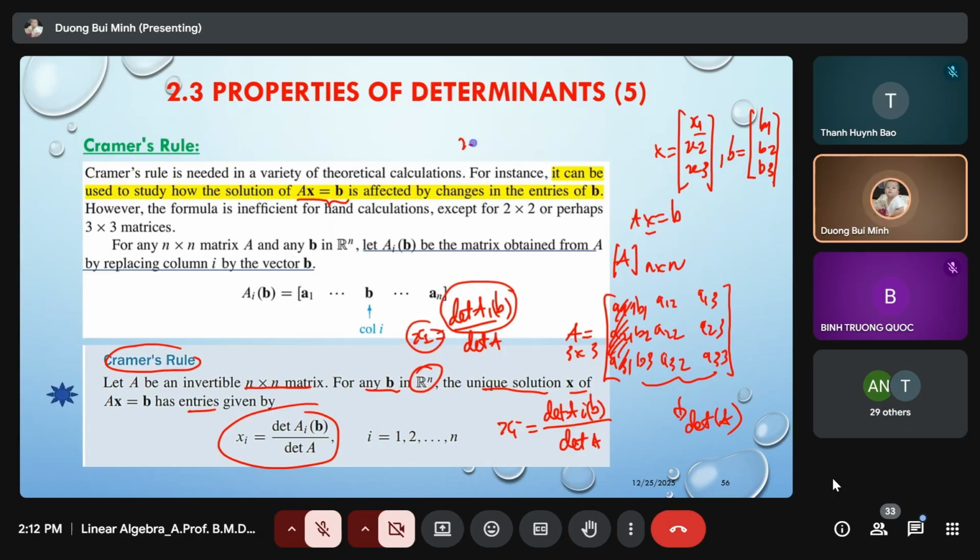If we want to calculate x2, x2 is the determinant of A2(b) over the determinant of A. We take the second column out and replace it by b1, b2, b3. Then you get the determinant of A2(b), you can get x2, and similarly you can get x3. Now, an example.